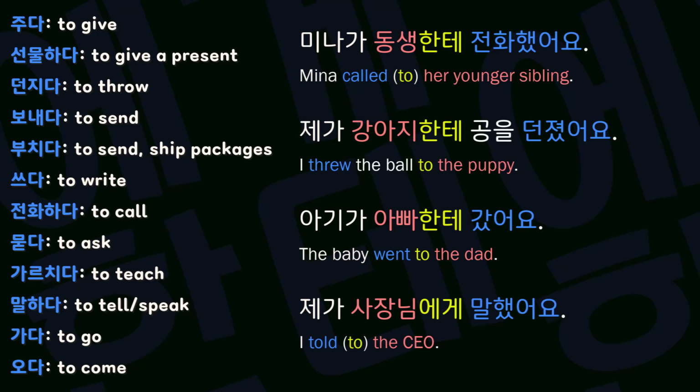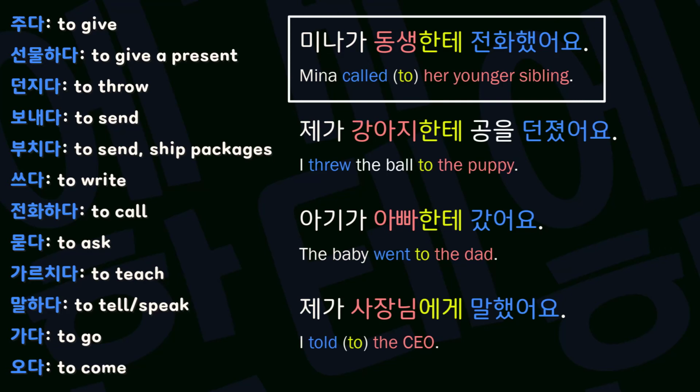So in each sentence, we use either 에게 or 한테 to say that that person or the puppy is the recipient of the verb's action. And if the recipient of the verb's action is not a person or an animal, then we use 에. So to say that Mina called the airport rather than her sibling, we would say 미나가 공항에 전화했어요. Mina called the airport. So do keep in mind this difference of using 에게 and 한테 with people and animals and 에 with places and objects.